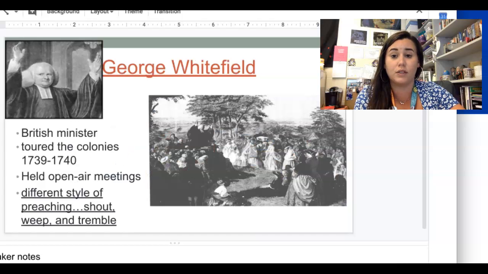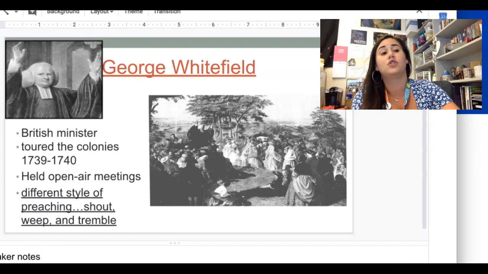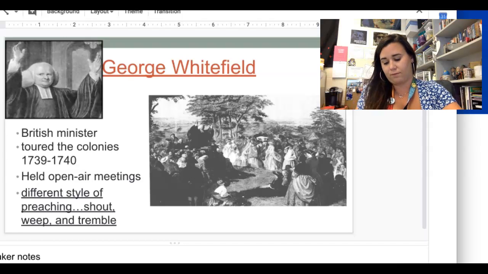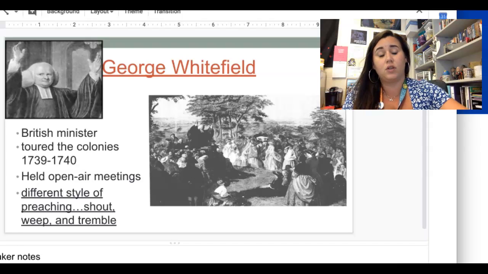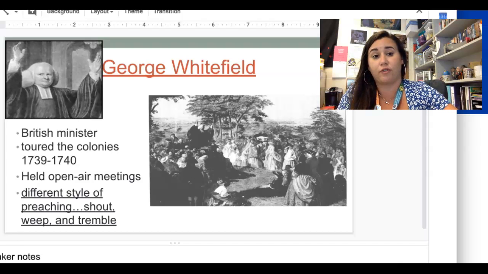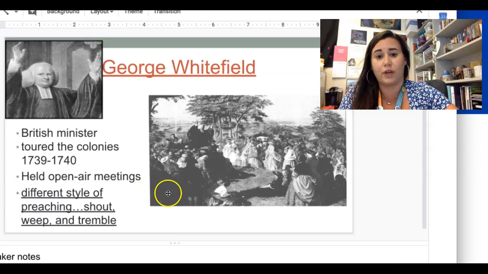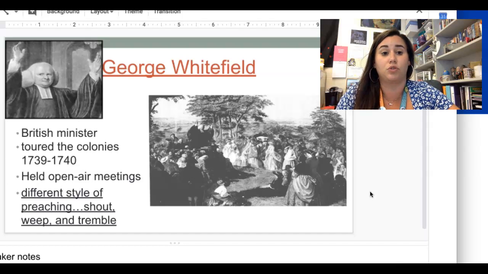George Whitefield was a minister from Great Britain. He came over to the colonies to talk about religion, and helped inspire the religious revival of the First Great Awakening. He also held open air meetings. We can see here they are outside, and can accommodate large groups of people. He had a different style of preaching that was similar to Jonathan Edwards as far as the emotion. He would shout, weep, tremble, really instill the fear of God within the colonists.